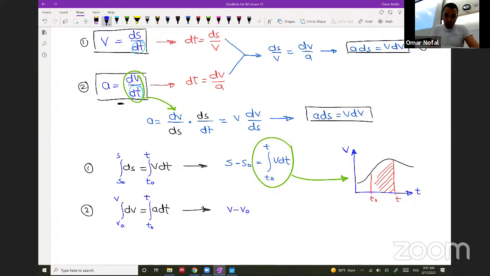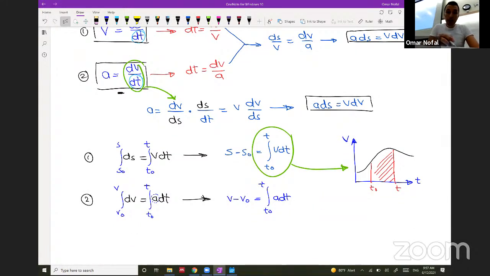And the integration here, we will keep it because we don't know if the acceleration is changing over the time or not. So if the acceleration is constant, you might say it's equal to a times t minus t node, but we will keep it as it is, from t node up to t, of a dt. And similarly, if the a is constant, it will give you a times t minus t node. But we will assume it is not constant for now.